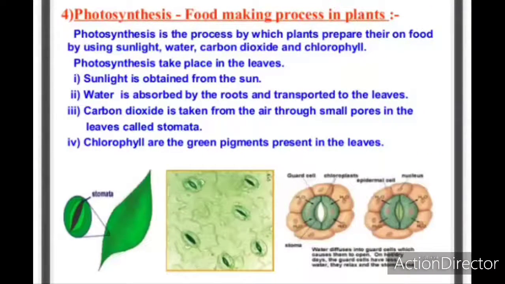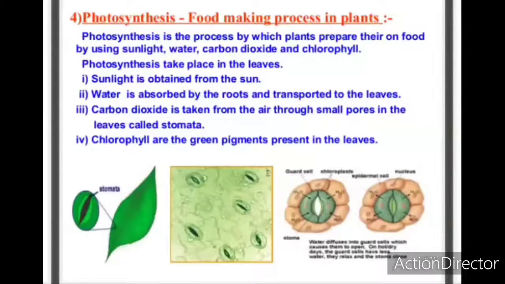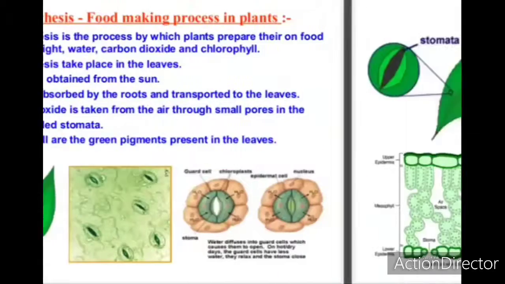Photosynthesis, the food making process in plants. Photosynthesis is the process by which plants prepare their food by using sunlight, water, carbon dioxide and chlorophyll. Energy is obtained from the sun, water is obtained by the roots and transported to the leaves, and carbon dioxide is taken from the air through small pores in the leaves called stomata. Chlorophyll is the green pigment in the leaves.